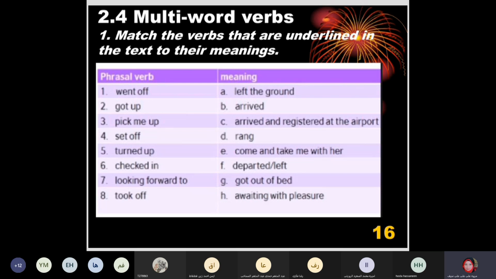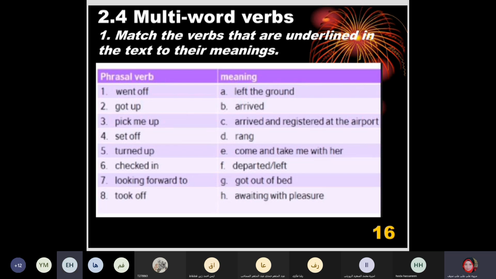So what about the last one, which is took off? Left the ground. Yes, correct. Very good.